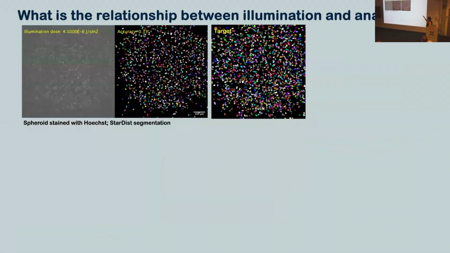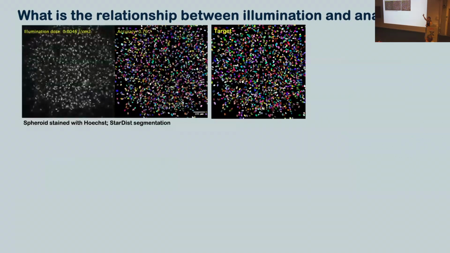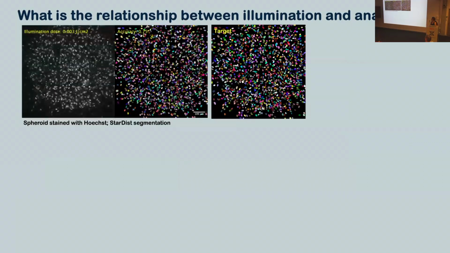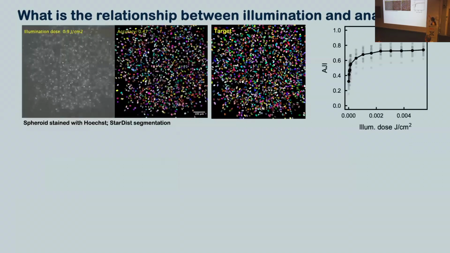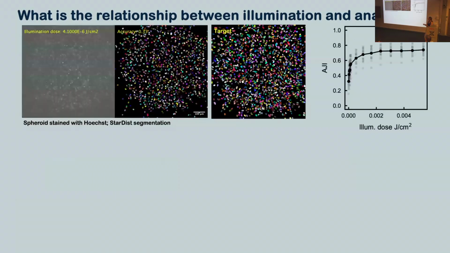And our target is just the segmentation that I've done from a very high quality image. So that's what I want my segmentation result to look like. So what we can do is we can actually plot this out. We make this graph here. On the y-axis, we've got the illumination dose that we're applying to the sample.